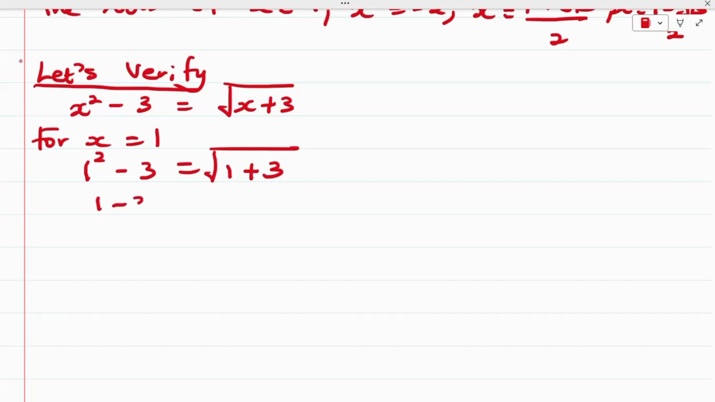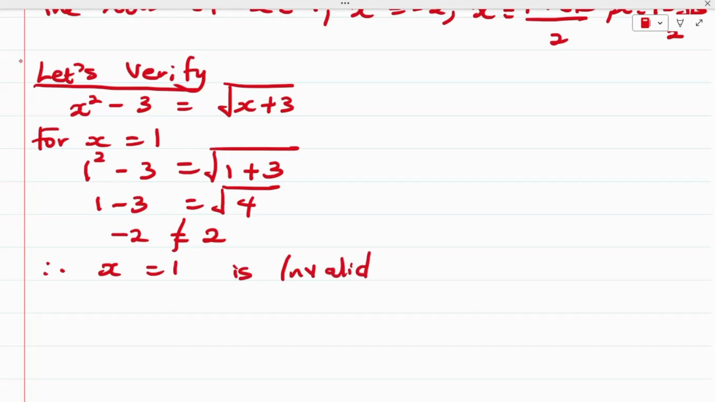1 squared is 1 minus 3 is equals to the square root of 1 plus 3 is going to give us root 4. And we have this to be 1 minus 3 is negative 2, which is equal to the root of 4 is 2. So this is not equal to this. So therefore we say x equals to 1 is invalid. So this is not a valid solution. Alright, so x equals to 1 is out.